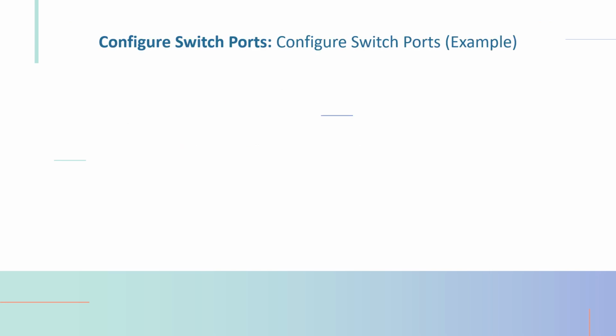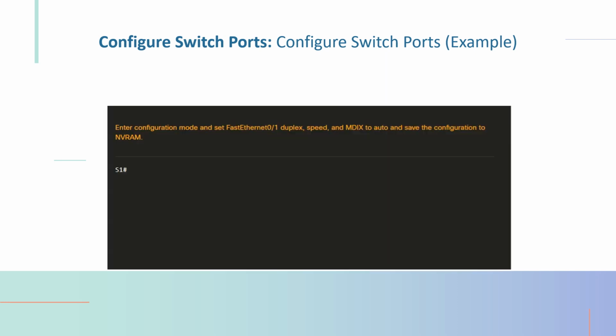And here in this slide, there is an example of how to configure switch ports. We are at Switch 1. We are trying to configure the FastEthernet 0/1 interface. For this interface, we are configuring the duplex, the speed of transmitting and receiving data, and the auto-MDIX for detecting the type of cable for transmitting and receiving, and then we have to save the configuration to the startup config.